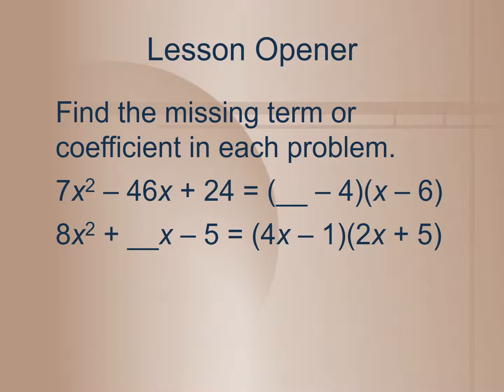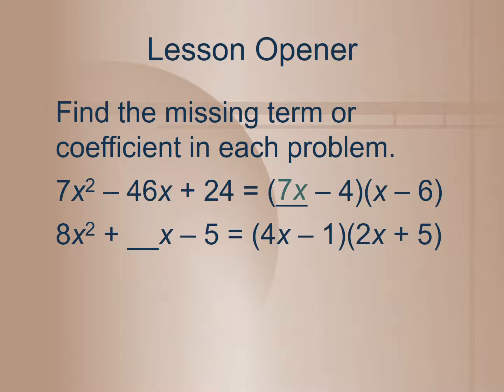All right, let's do a couple more. For this one, we have 7x squared minus 46x plus 24 equals blank minus 4 times x minus 6. We know that first term, 7x squared, is found by multiplying our first terms in our binomial. So this blank times x is supposed to get us 7x squared. Well, 7x times x is 7x squared, so that must be what goes in this blank right here.